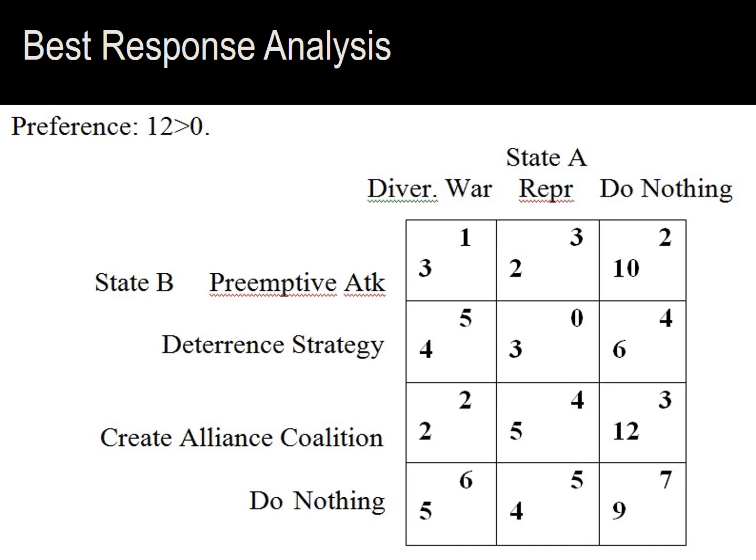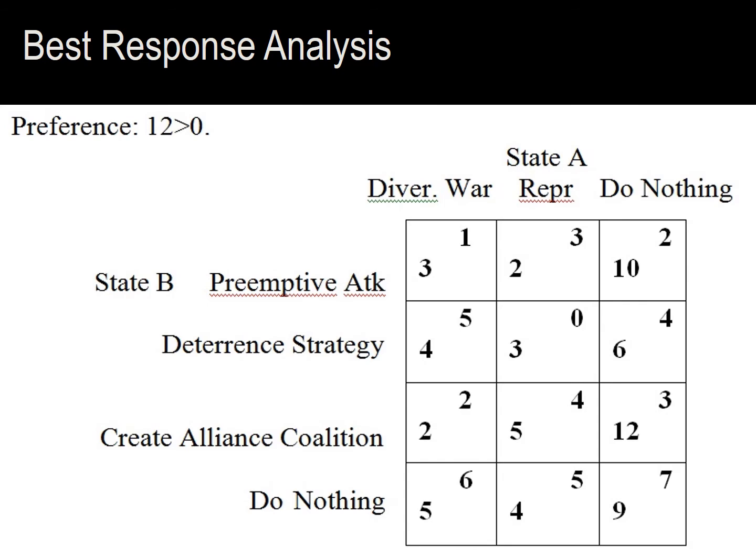So state A has three choices. It can do nothing in response to some sort of domestic crisis. It can repress the population, or it can engage in diversionary war and distract its population. Player B is obviously anticipating a war, possible war, so it can either preemptively attack, it can have a deterrent strategy, it can create an alliance coalition against state A, or it can do nothing.